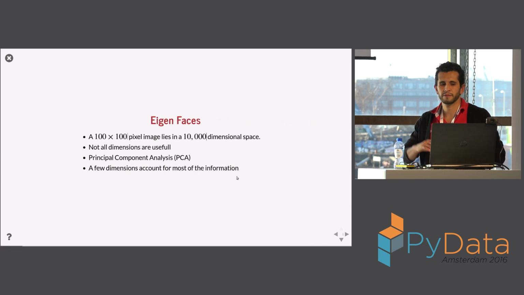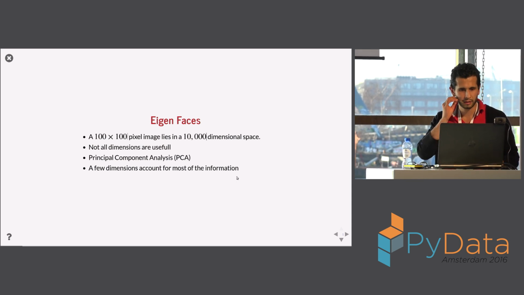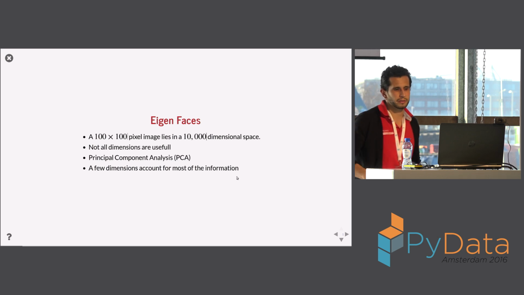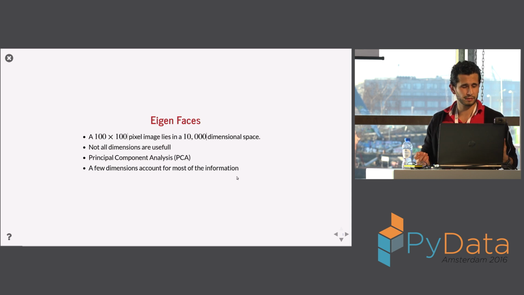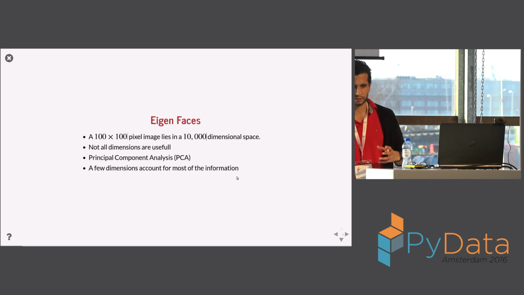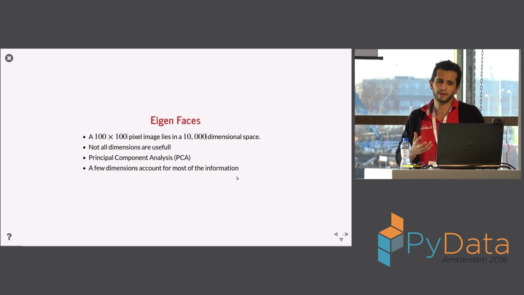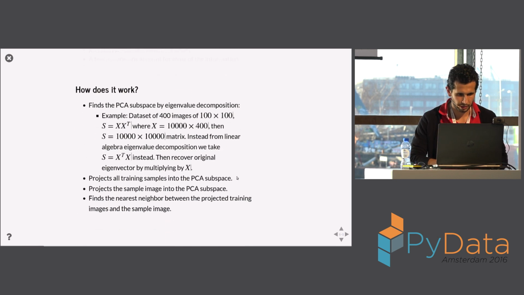So, eigenfaces. If you think about an image, let's say 100 by 100, and you think about each pixel being a dimension, then this picture lies in a 10,000-dimensional space. Perhaps not all dimensions are useful. Obviously not. So it performs basically a PCA, deconstructing the eigenvectors, and it finds that only a few dimensions account for most of the information. I hope everybody's comfortable with this.